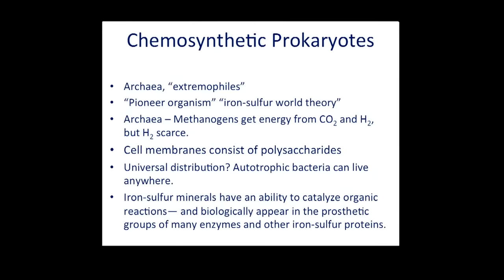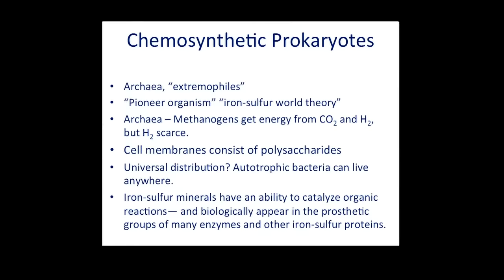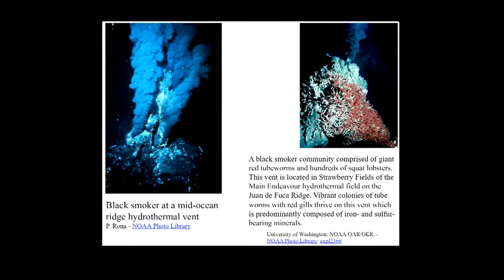And the other side of it is the archaea. These are what would be called the pioneer organism in the iron sulfur world theory. These are methanogens, meaning they make methane. They get their energy from CO2 and hydrogen. But the problem is hydrogen is scarce, so finding sources of hydrogen is crucial for these cells. They're not bacteria and they're not eukaryotes. They have a different cell membrane. It's polysaccharidic. And they can go anywhere because they make their own energy from light or from chemical processes. And these are some of the places where they occur.